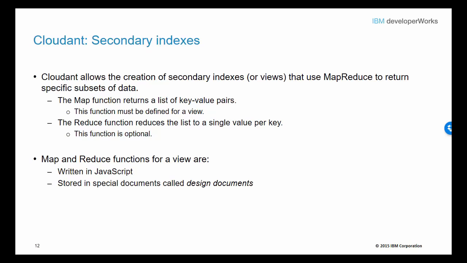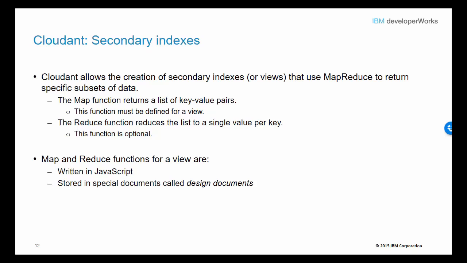Now let's look at secondary indexes. As we mentioned earlier, these allow you to do more sophisticated queries. In Cloudant, secondary indexes are developed using MapReduce, as I'd mentioned, and they allow you to return specific subsets of data that you define in the index code itself.